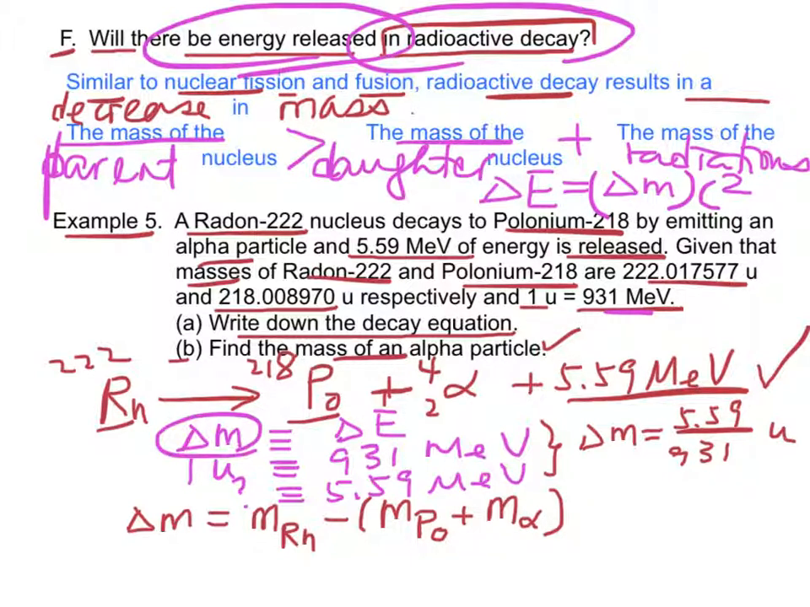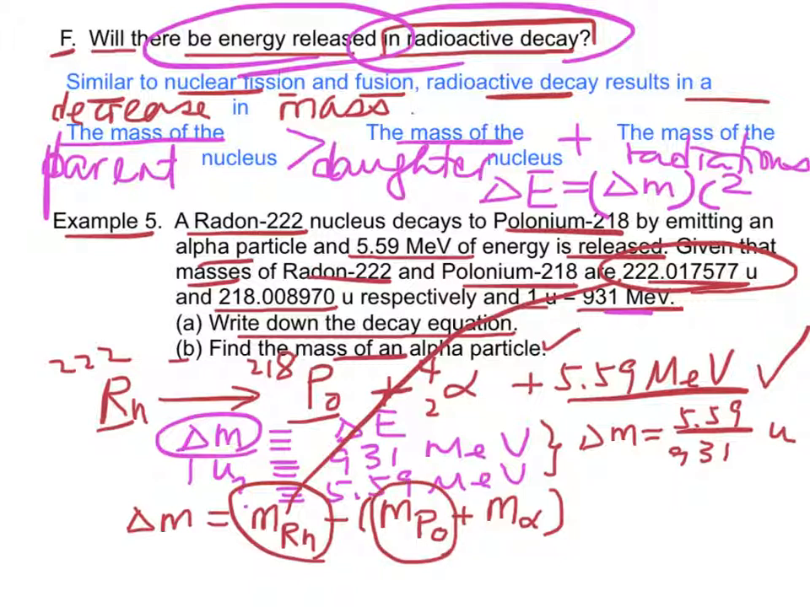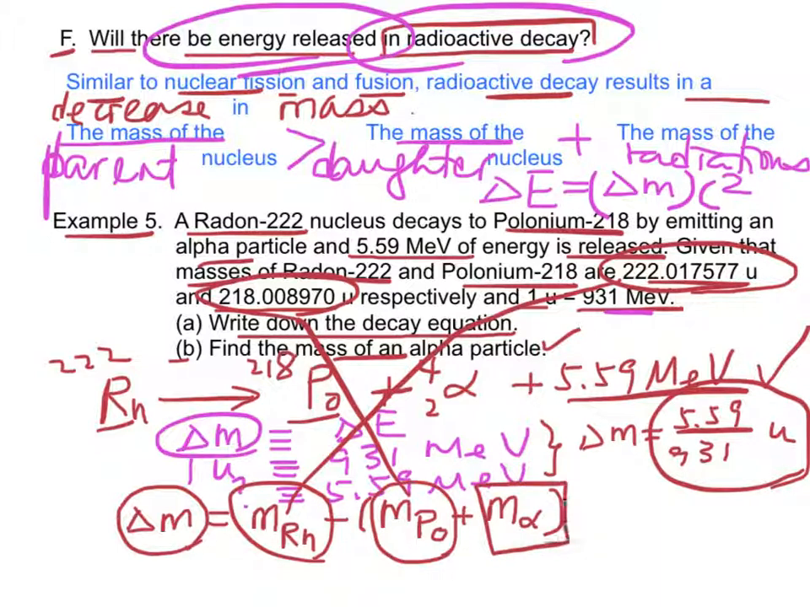By substituting the mass of radon equal to 222.017577 U and the mass of one polonium nucleus equal to 218.008970 U, and equating delta M equal to 5.59 over 931 U, we can find the value of the mass of one alpha particle.